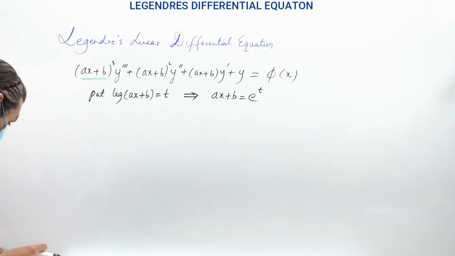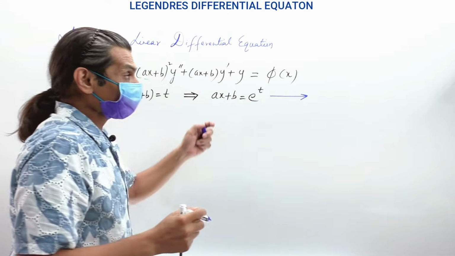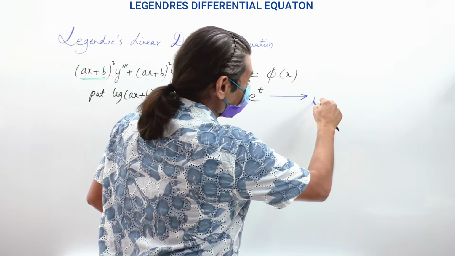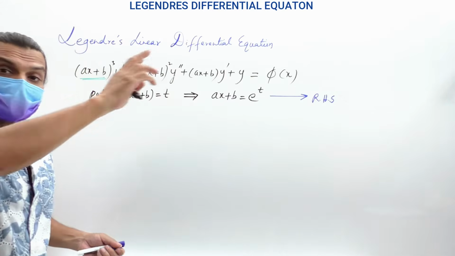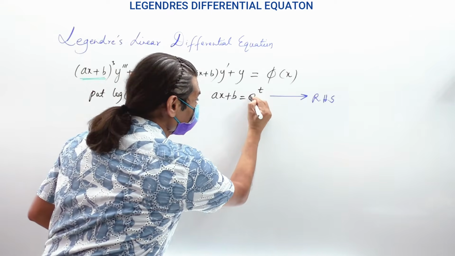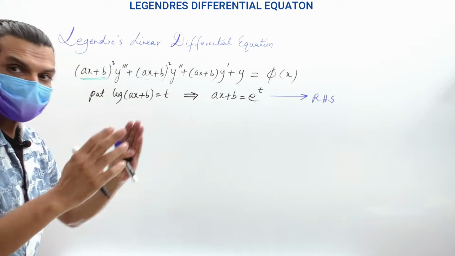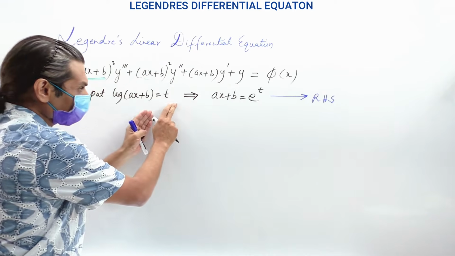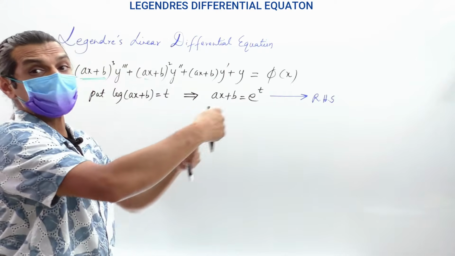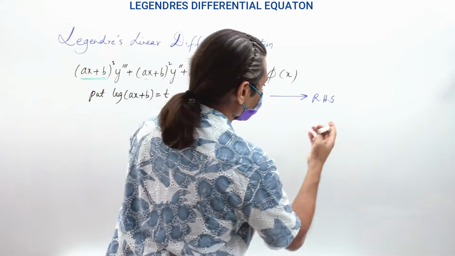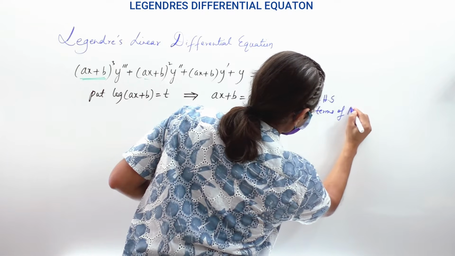Whatever we get here, all the RHS should be in terms of t only. So whatever question is given, the RHS should be in the form of t. Put log of (ax plus b) equal to t, so ax plus b equals e to the t. That means in the question, the RHS everything will be in terms of t. I write the RHS here in terms of t.